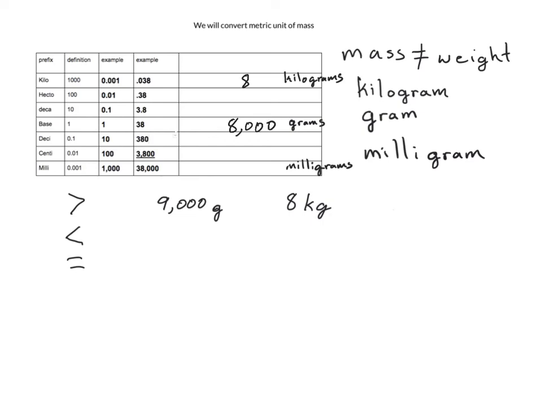Another way I could show that is 8 kilograms is 80 hectograms, which is 800 decagrams, which is 8,000 grams. Now that makes it really easy to tell that 9,000 grams is larger than 8 kilograms.